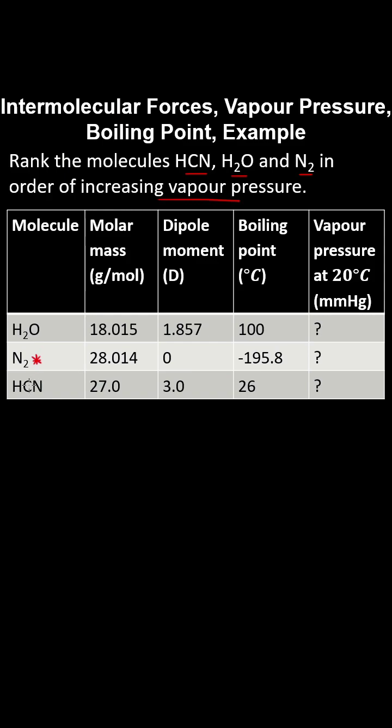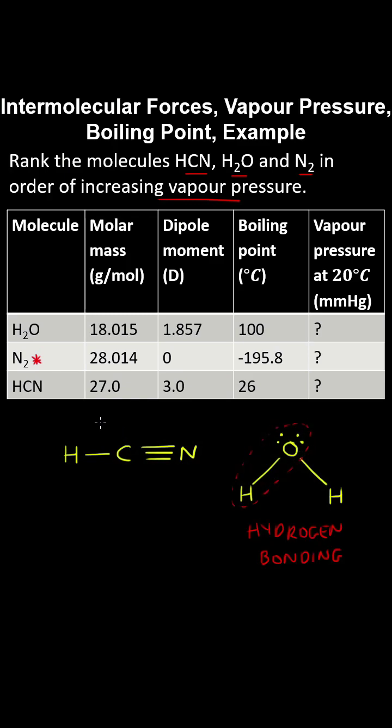And if we draw these molecules, hydrogen cyanide and H2O, well, H2O can form hydrogen bonds between its molecules, whereas hydrogen cyanide can form dipole-dipole interactions between its molecules, because there's a large difference in electronegativity between the hydrogen and nitrogen atom. And hydrogen bonding is stronger than normal dipole-dipole interactions, so therefore the vapor pressure of H2O is less than the vapor pressure of hydrogen cyanide.